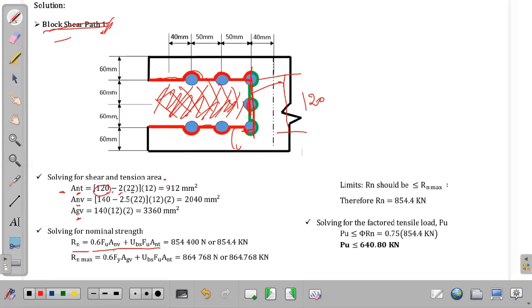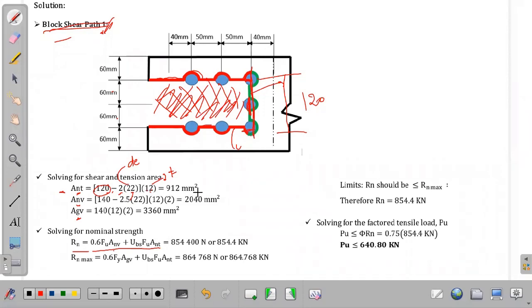Pagka ang given is the hole diameter, or the bolt diameter, you need to get the effective hole diameter. So this is the effective hole diameter, 22. Okay? Times 12, since area, ito yung width natin, times 12, this is the thickness. Kasi area yung hinahanap natin. Okay? So that will be equal to 912 mm squared. So kindly resolve if this is correct.